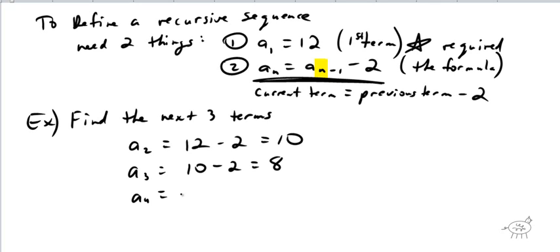A sub 4 is the previous term, minus 2, which is 6. So those are your next 3 terms. Okay, it's not too bad. Okay, so let's just do another one here because it's good practice.